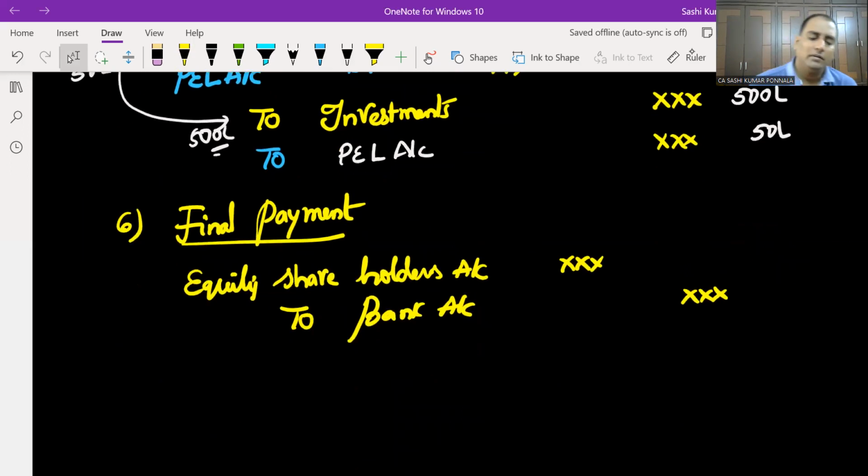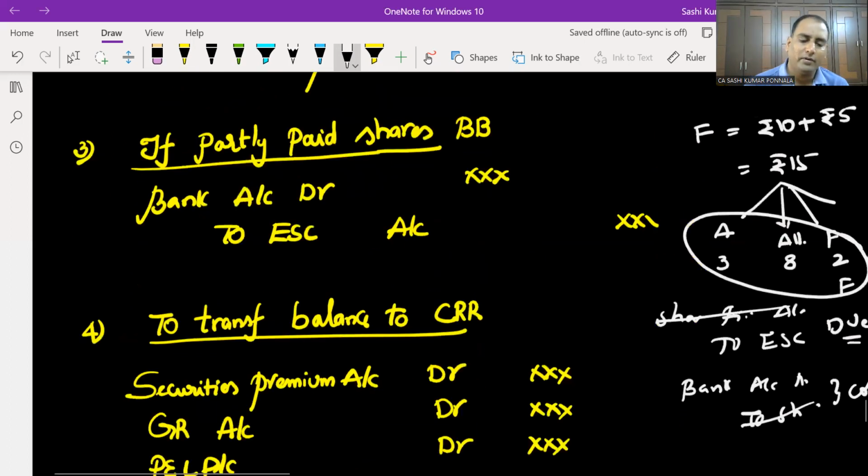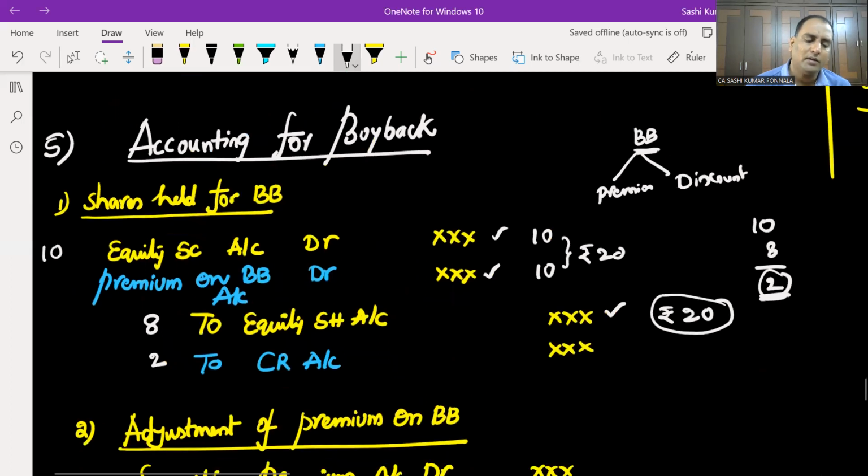Finally, the amount due to the investors has to be discharged. Equity shareholders account debit to bank account. It is the full and final settlement of the client. So this is how the accounting entries are passed on.